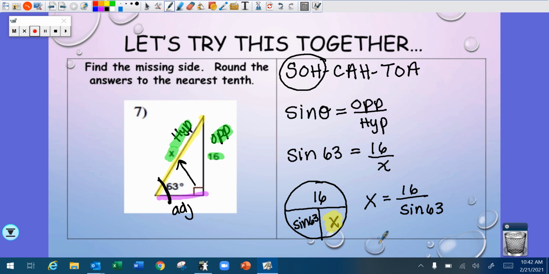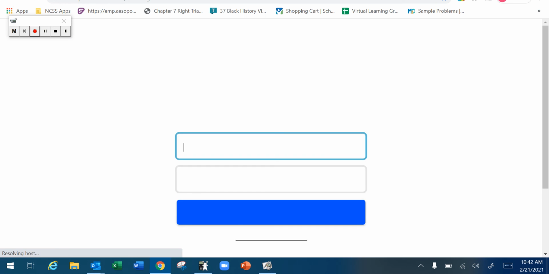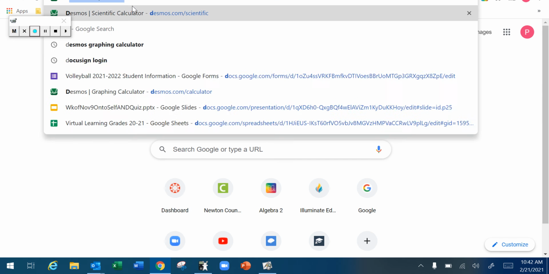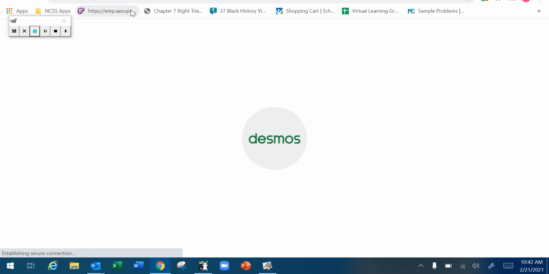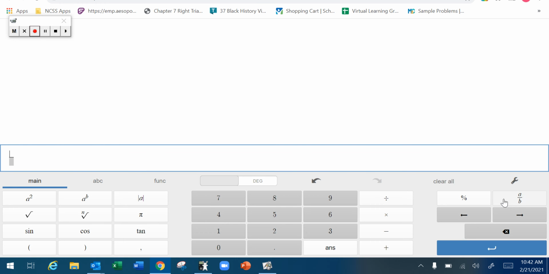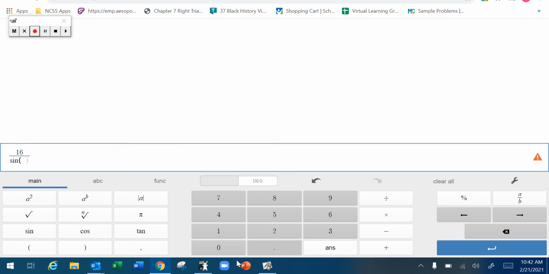And then you would simply write what the answer for x is. So I'm going to go here. And if you don't have your PDF, just type in Desmos Scientific Calculator. And we're going to push the fraction key here. And what was that? Okay, 16 goes at the top. So 16 at the bottom, sine of 63. And we get 17.95. And it said round to the nearest 10.